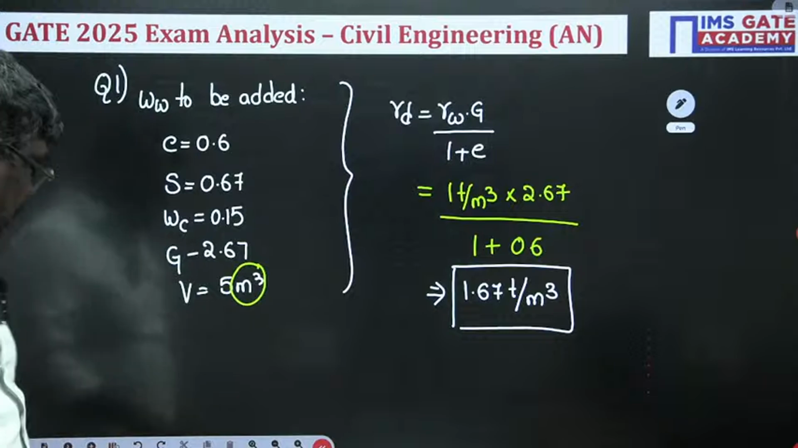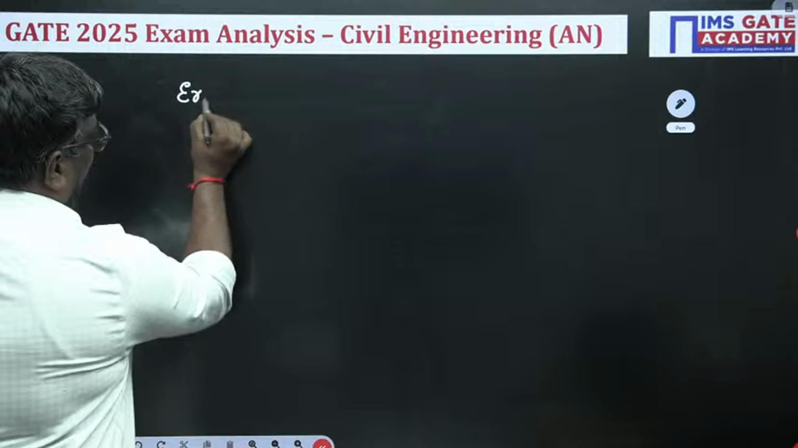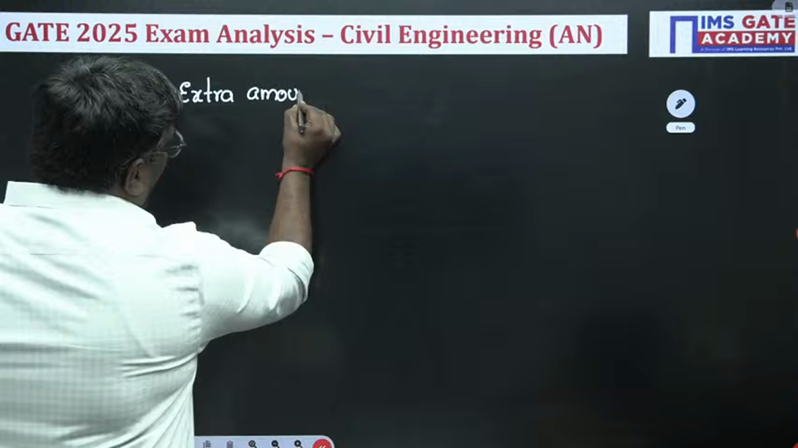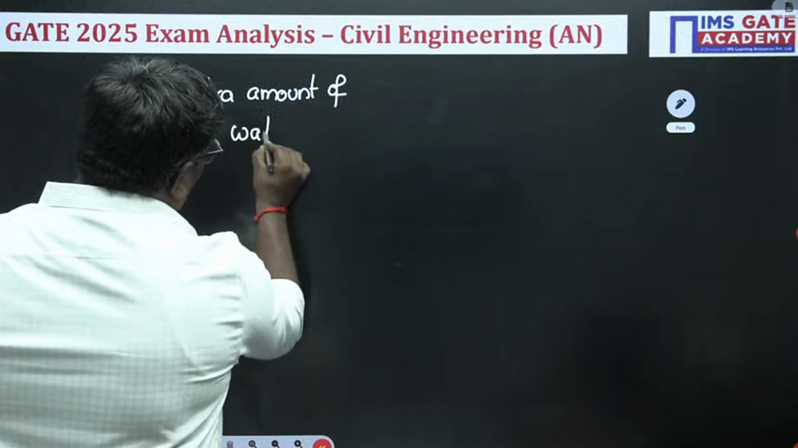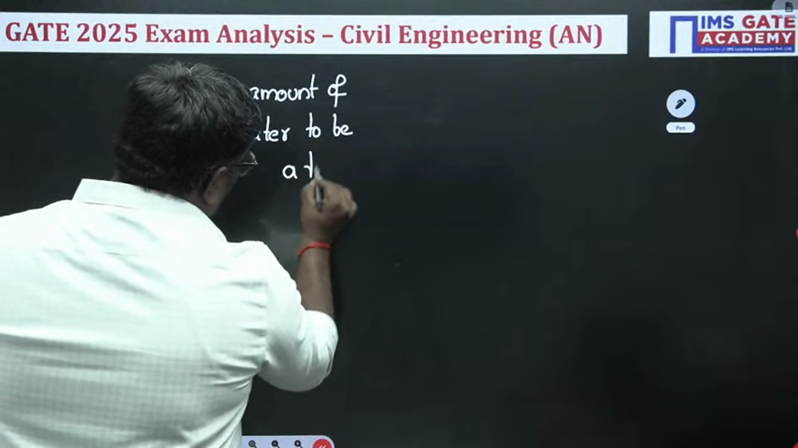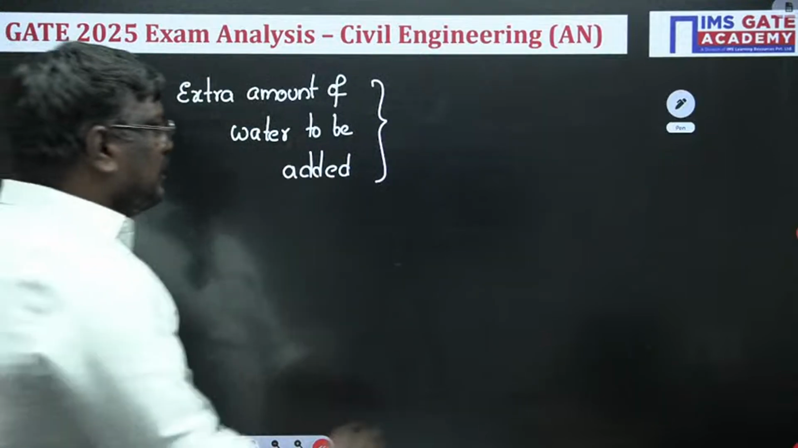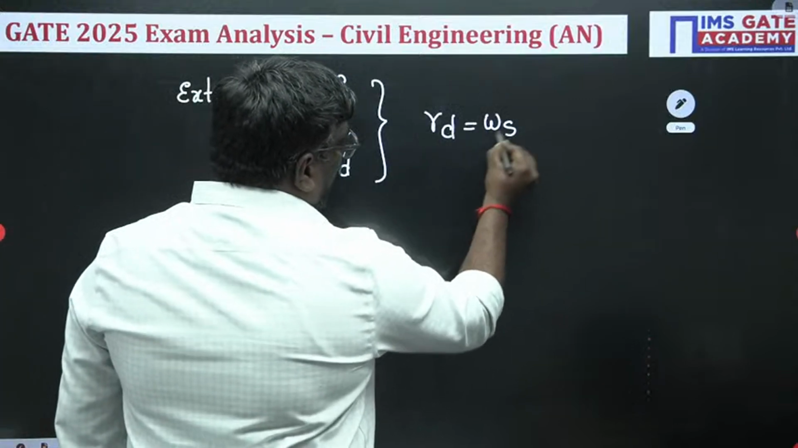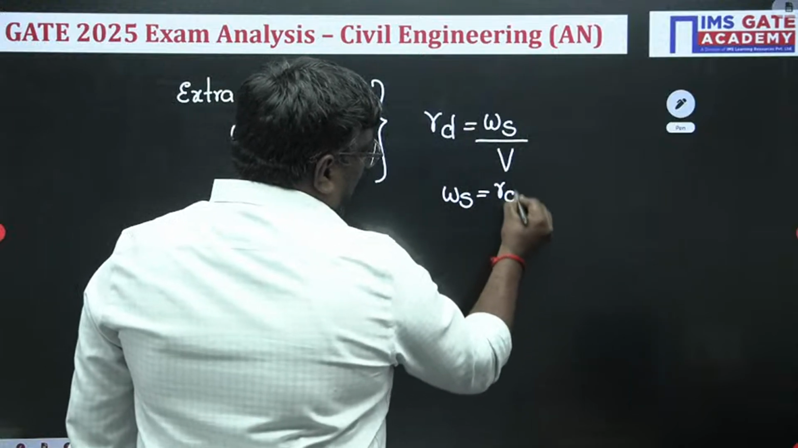What is the question here? What is the extra amount of water to be added? This is the question they have asked. So what is the formula? Gamma D is equal to weight of solids by total volume. So weight of solids is equal to gamma D into volume.